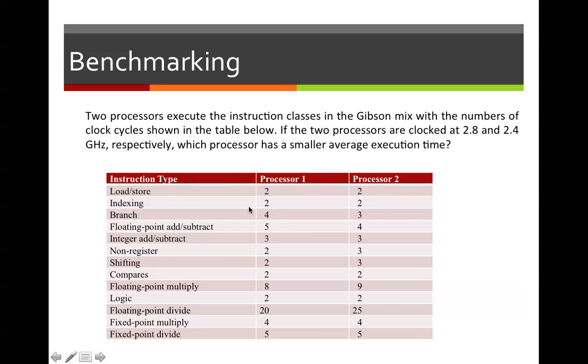Both processors, for example, take 2 clock cycles to load or store, and indexing is the same, but the branch instructions, for some reason, take longer on processor 1 than on processor 2, and floating point adds and subtracts also take longer on processor 1 than on processor 2. In other cases, like floating point divide, it actually takes less time on processor 1 than on processor 2. So now we have these numbers of clock cycles.